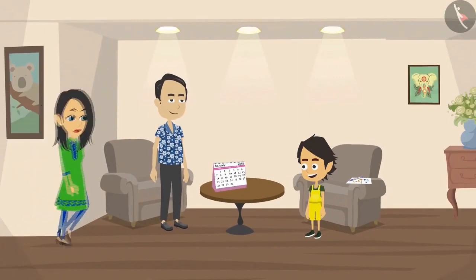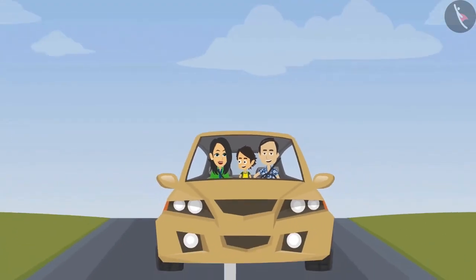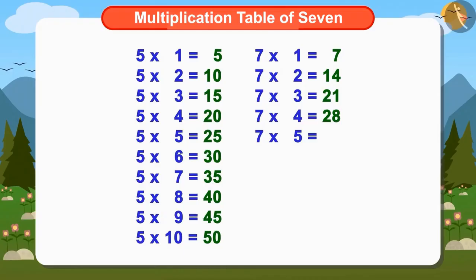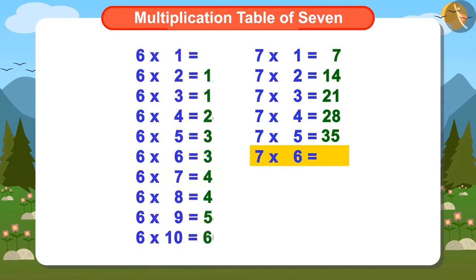Hey, Mummy is also ready. Now Ayushman, Papa and Mummy are going to go out. But we will write the complete multiplication table of 7 and memorize it. So, how much is 7 multiplied by 5? You are absolutely right that 7 multiplied by 5 would be the same as 5 multiplied by 7, which is 35. The next number in the multiplication table of 7 is 7 multiplied by 6, which is the same as 6 multiplied by 7, which is 42.